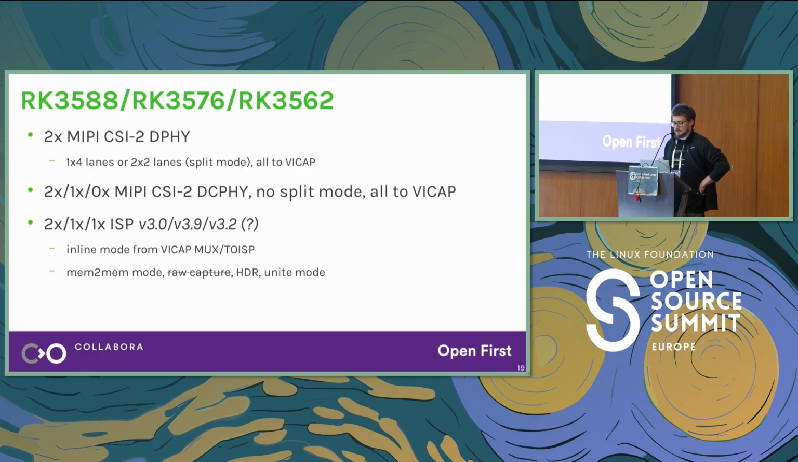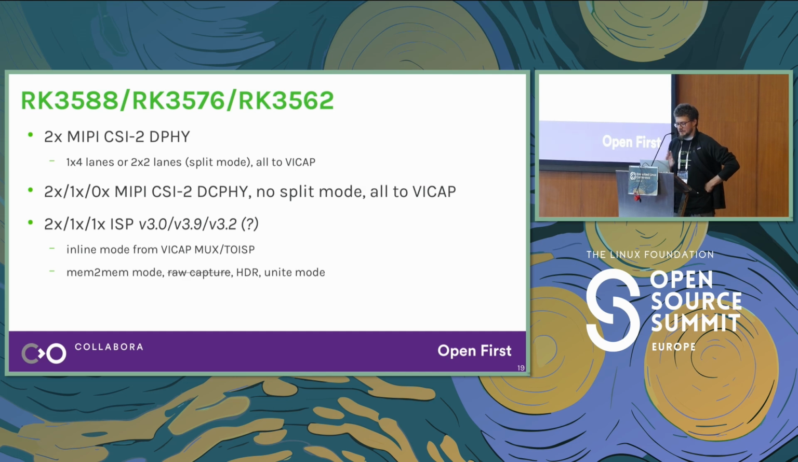This type of PHY does not feature any split mode. This explains the number of MIPI receivers. Everything is connected to the VCAP, so no split between the ISP here. Everything goes through the VCAP and this MUX, and then maybe to the ISP.